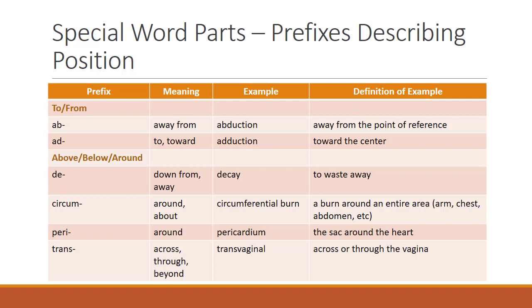Next is peri, which means around. An example of that would be pericardium, which is a sac that surrounds the heart. The last word on this slide is trans, which means across, through, or beyond. Transvaginal is an example which means across or through the vagina.